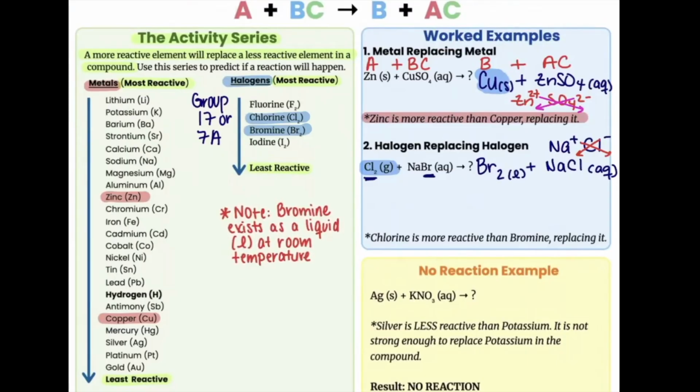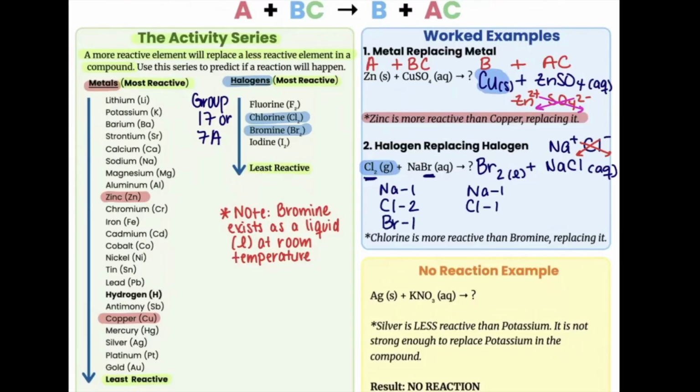Now that we have a reaction, now we got to balance. On the left side, we have 1 Na, and on the right side, we have 1 Na as well. On the left, we have 2 chlorines, and on the right, we have 1 chlorine. And on the left, we have 1 bromine, and we have 2 bromines on the right side.